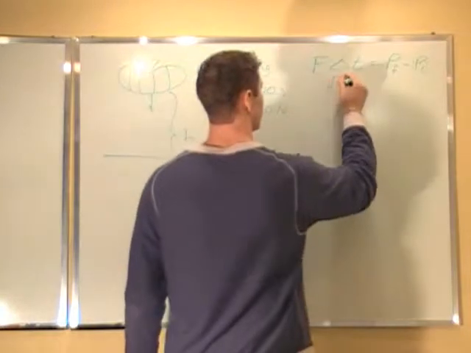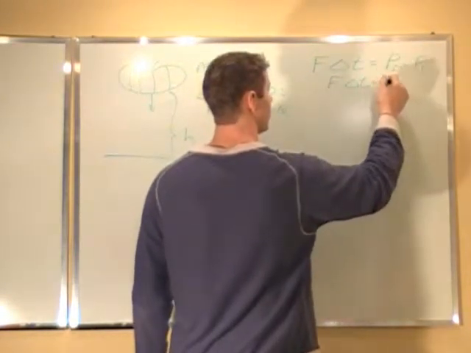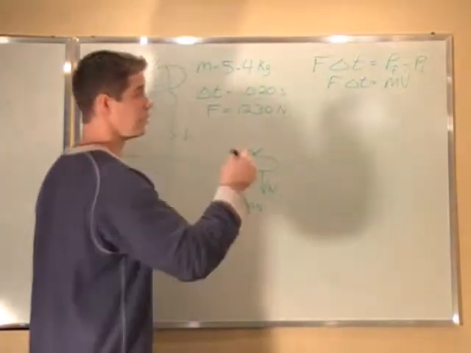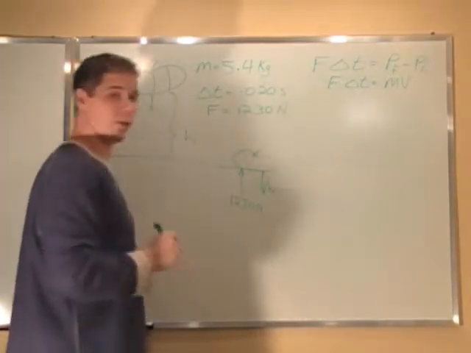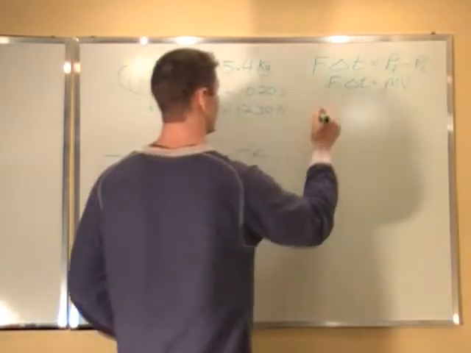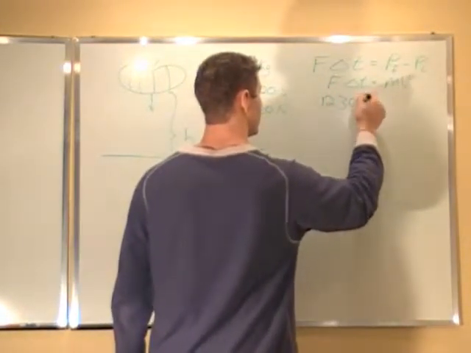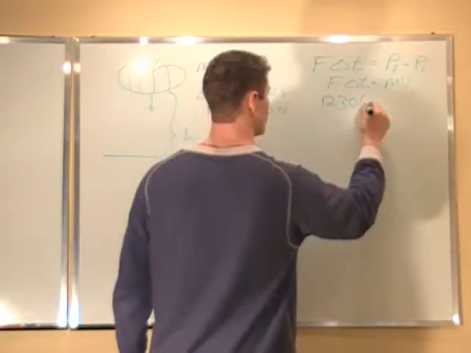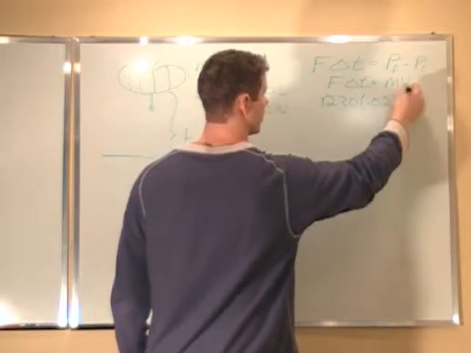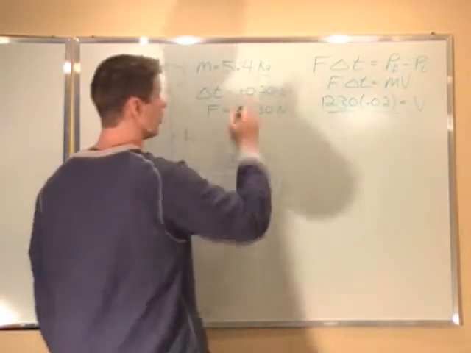So we can say F delta t equals final momentum, which is mass times velocity. We know the mass, we'll be able to figure out the velocity, and if we know the velocity, we'll be able to figure out how high this pumpkin started out at. So force is 1230, delta t is 0.02. I'm going to divide by m over here, 5.4.